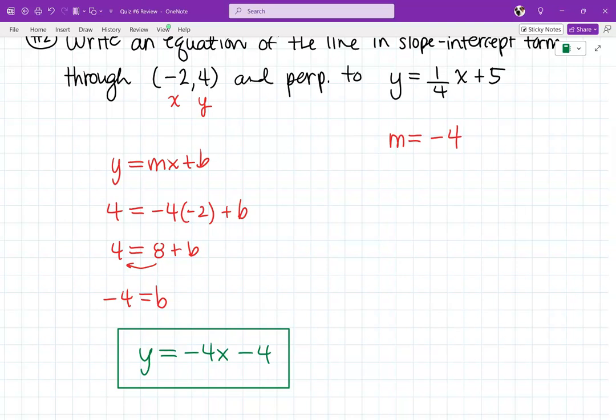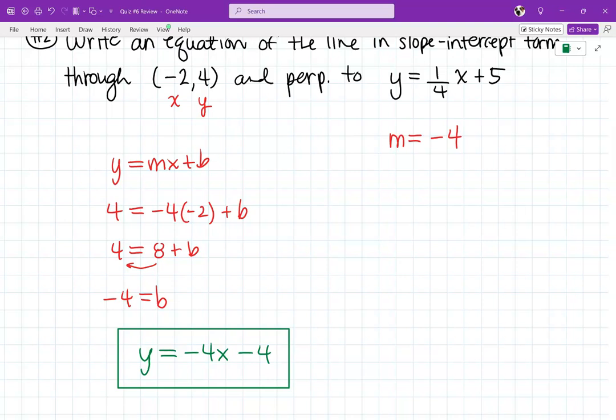Remember, for these types of problems, you always have to find b. Sometimes you need to solve for m if they give you 2 points only, but if they give you an equation, depending on what they want: if they want parallel, then the slope should be equal to the other one, so it should be 1/4. If they want perpendicular, then your slope has to be -4.